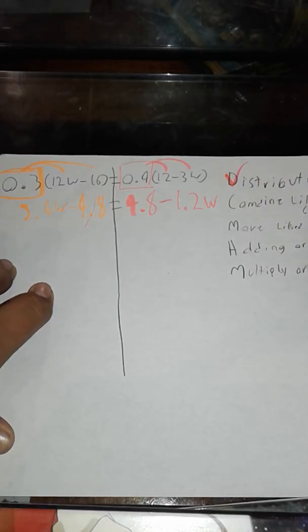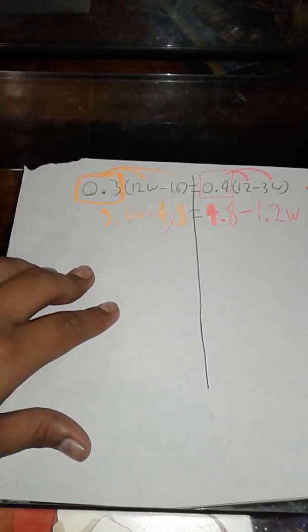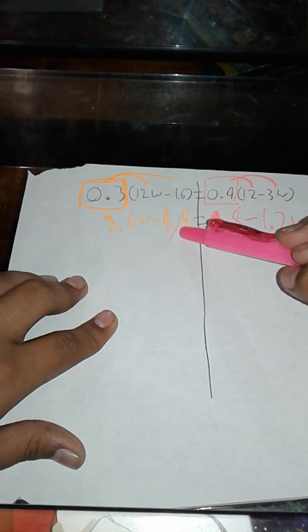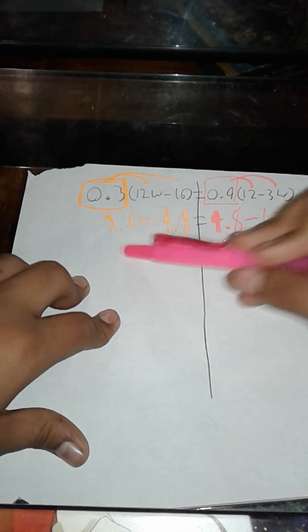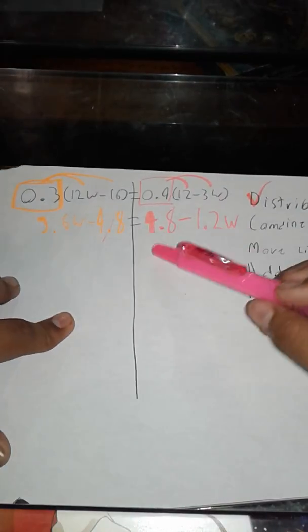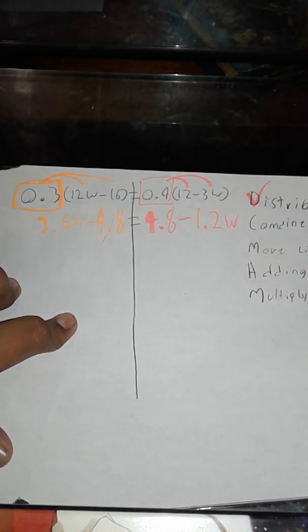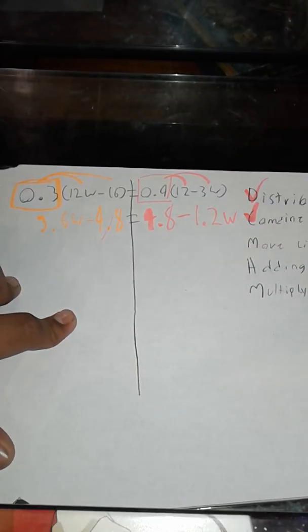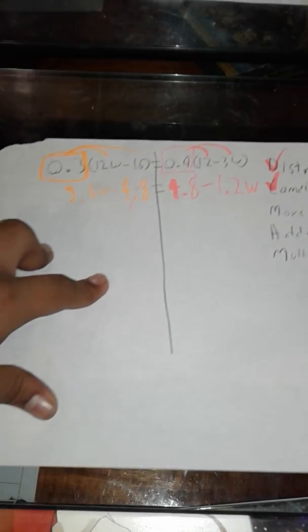Now we're going to move on to C, which is combine like terms on the same side. This is one side and this is the other side. This one has a w and this one doesn't, so these are not like terms and we cannot combine them. Same on this side. So I'm going to check that off because there's nothing we can do about it.